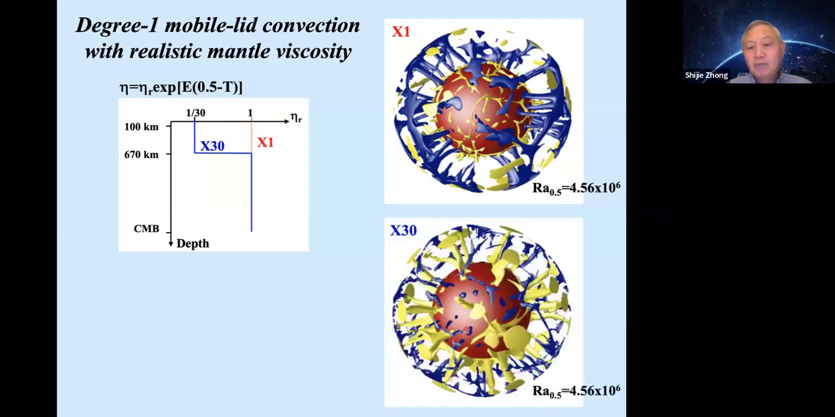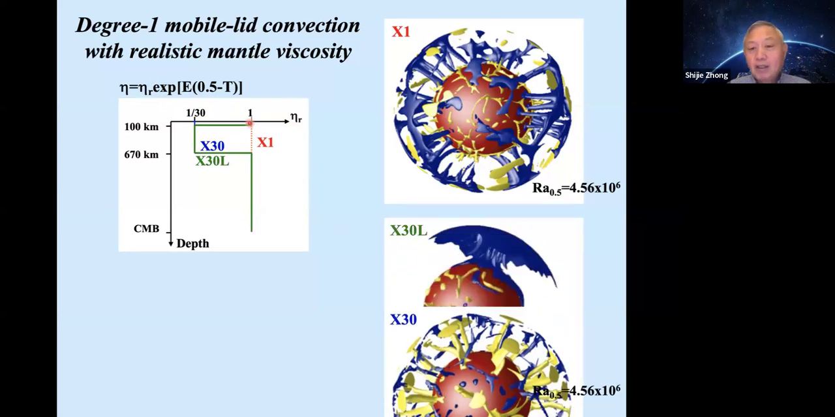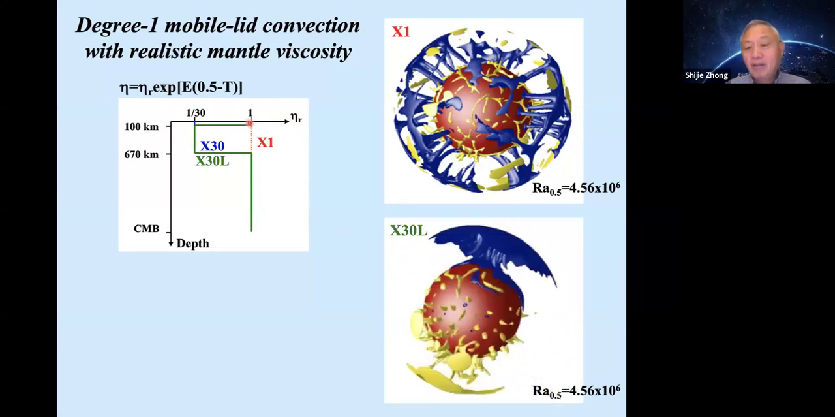Okay, right, a lot of the upwellings, downwellings. Now in this case, if you introduce a green color for the prefactor, that is, for the top 100 kilometers or the lithosphere, you make that prefactor of viscosity slightly higher, then all of a sudden you produce this degree 1 convection, right? One hemisphere is blue or cold, the other hemisphere is warm and hot, the upwellings. This blue is the downwellings, okay?